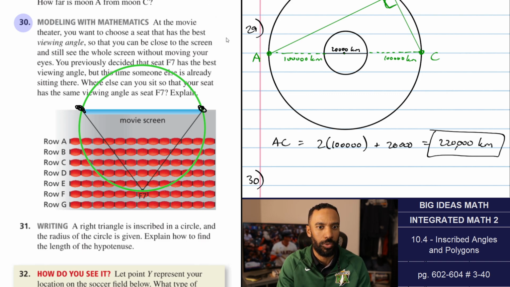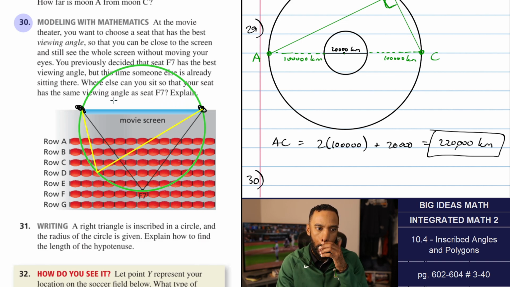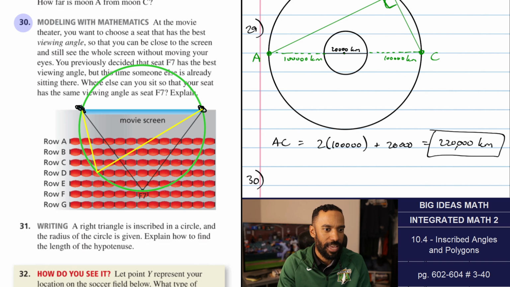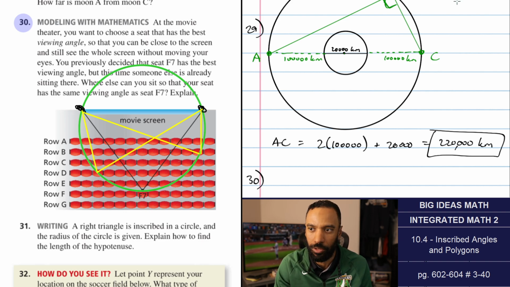So what I could do, I'm trying to find a good color, maybe yellow. This would be a good seat right here, this D3, if you will. That's the same angle as that F7 seat. So is this one right here. Maybe you don't really love that seat, but as long as it has the same viewing angle, it's good.